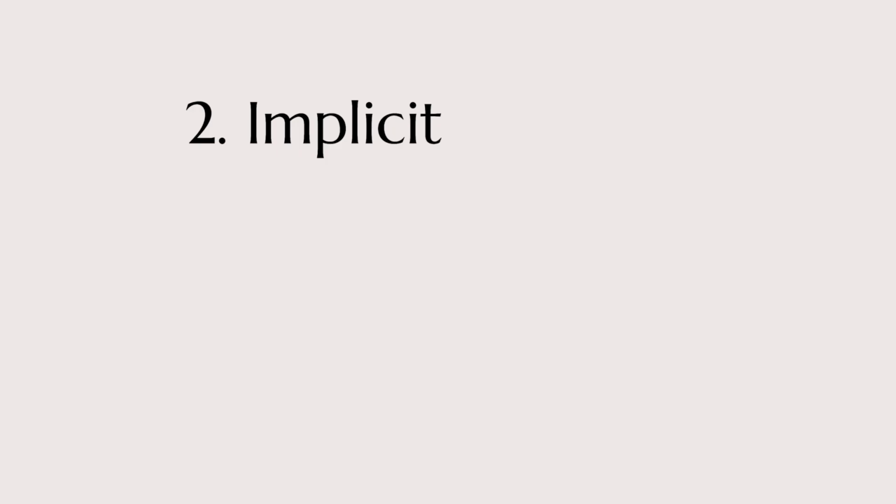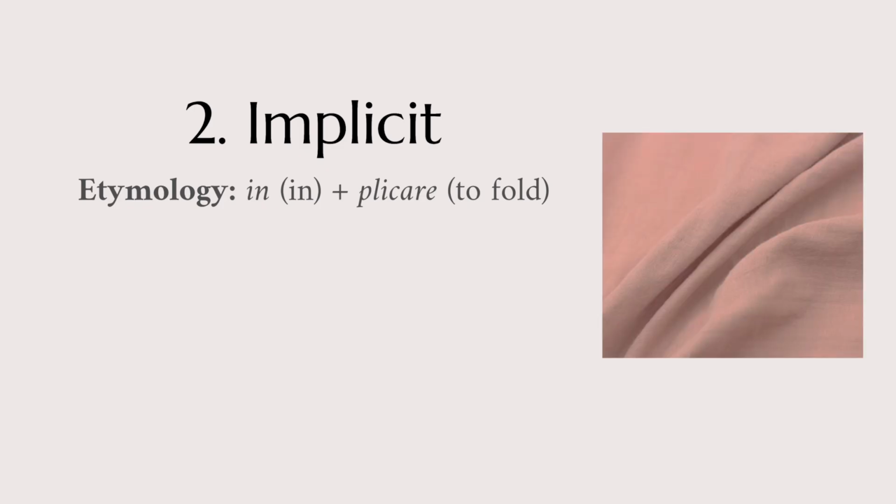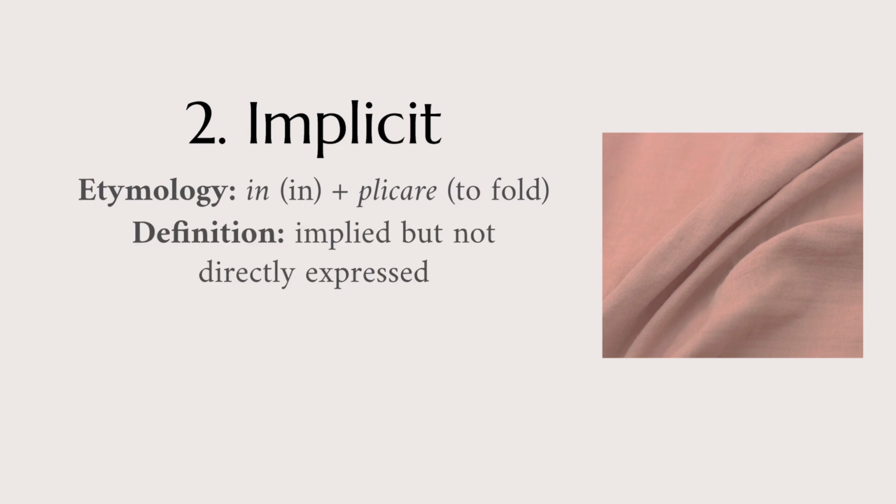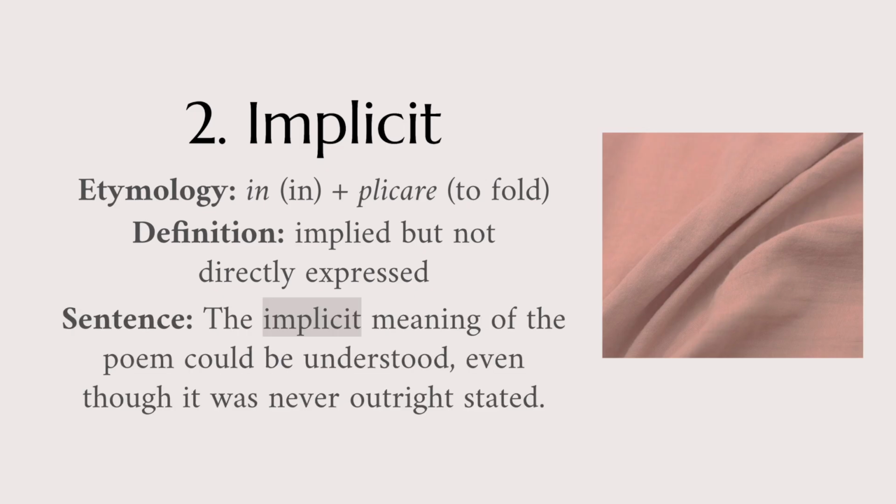Okay, the next word is implicit. And the etymology of implicit is in, again meaning in, plus plicare, which means to fold. So I have a picture of cloth being folded, so you remember. The definition is implied but not directly expressed, so kind of like a hidden meaning.